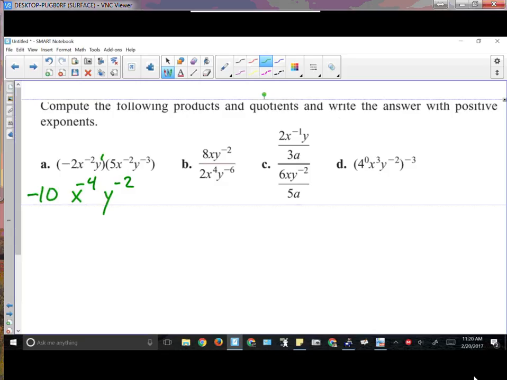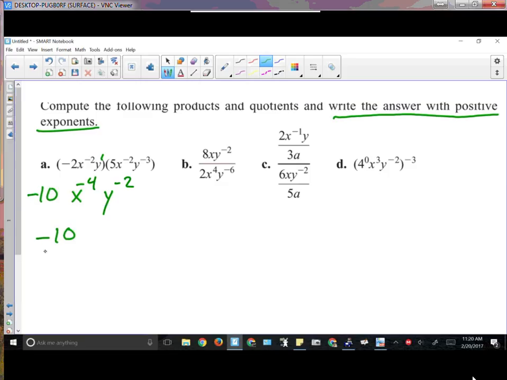Now, they want us to write the answer with positive exponents. So I am telling you this now. In the assignment, if it says write them with positive exponents and you don't, it's wrong. Read the instructions, follow the instructions, do the instructions. Okay? So now I've got to fix this. Well, the -10 is going to stay up on top because it doesn't have a negative exponent. These are going to go down into the bottom. So if they get moved from the numerator to the denominator, they are now x to the 4th. They are now y squared. That's it.